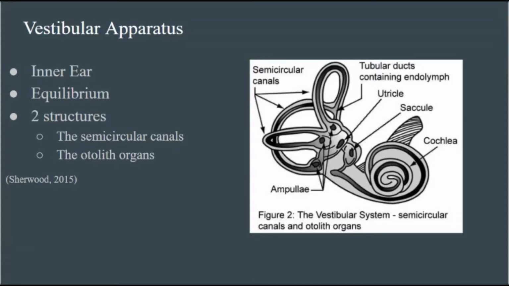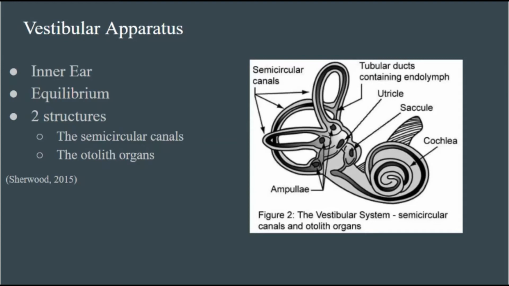So the vestibular apparatus is located in the inner ear. This component of the ear is going to detect changes in position and motion of the head. It consists of two structures. So we have the semicircular canals and the otolith organs.